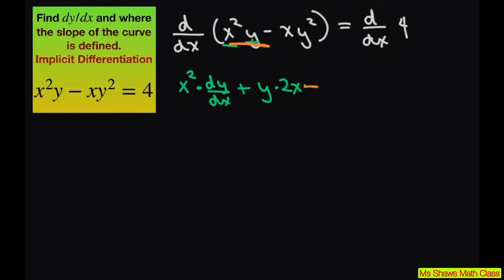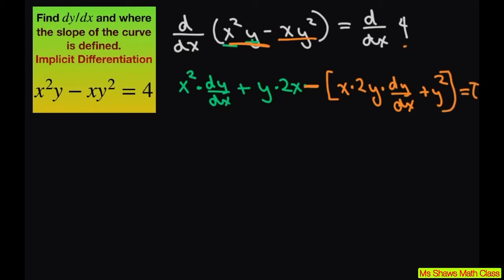Okay, so now we have minus, and we have to do this one. Write down your x, and then differentiate your y. So that's 2y times the derivative of y with respect to x. And then write down your y squared. So it's going to be plus y squared times the derivative of x, which is just 1. All right, and this all equals 0 because the derivative with respect to x of 4 is 0.